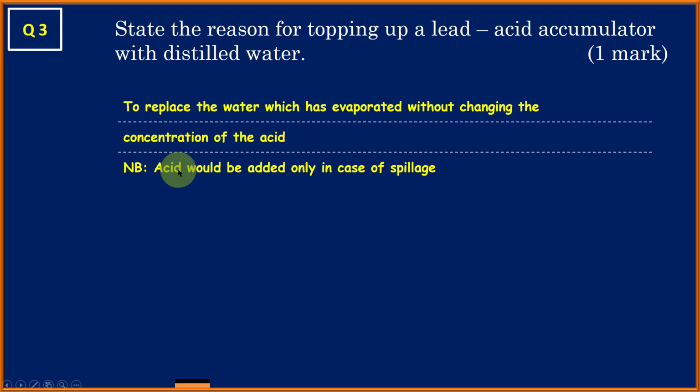The only situation in which we would add acid is when there is a spillage. But in this case, we've not been told whether there is a spillage or not. So wherever you see that the level of the lead acid accumulator acid has dropped below a certain mark, then the best thing to do is to add distilled water. We don't add acid unless there is a spillage, because adding the acid would change the concentration of the acid. Question 4.